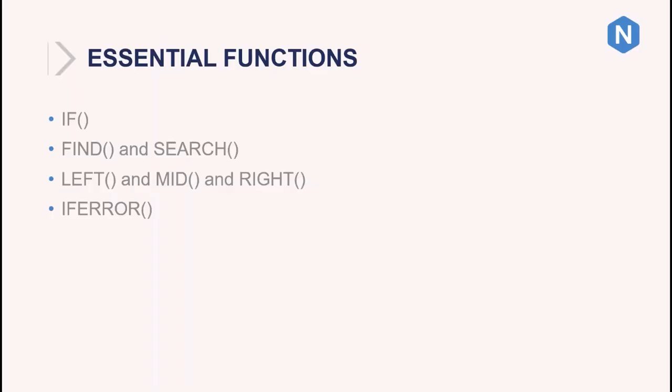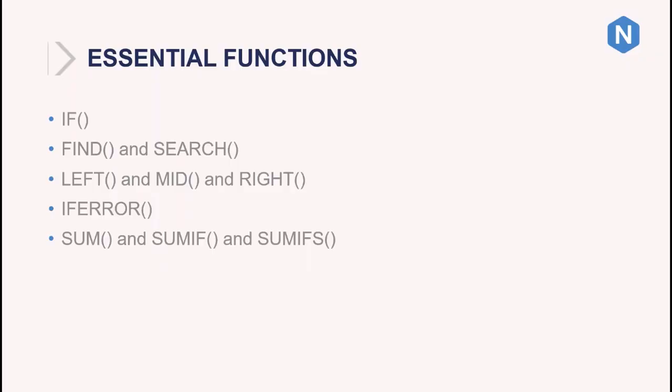Also paired with find and search and left, mid, right is the if error command, and I use if error all the time. This is a way to catch something that Excel can't resolve. If you give Excel a condition and say, find me the colon in this string, and it can't find it, it'll give you back an error. And so you then have to do something with that to get back a real value. And if error is a really powerful way in Excel to sort that out. We'll see some examples of that here in a little while.